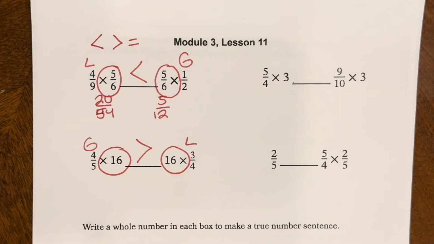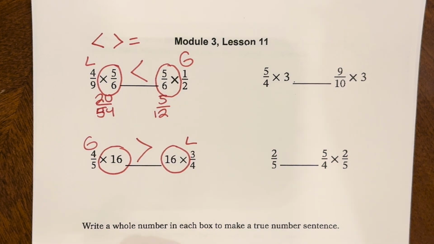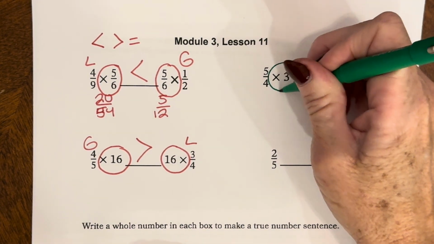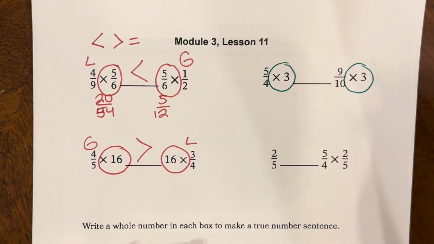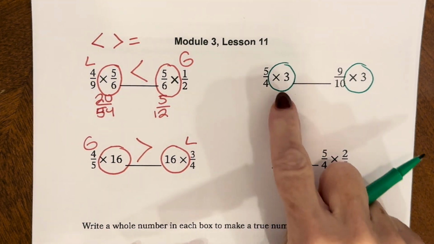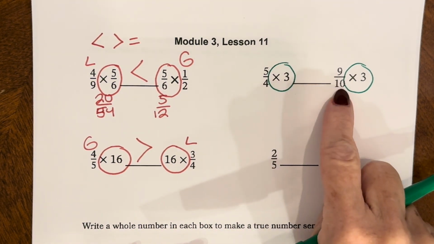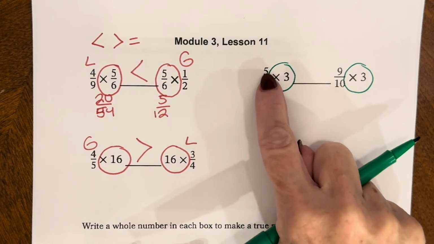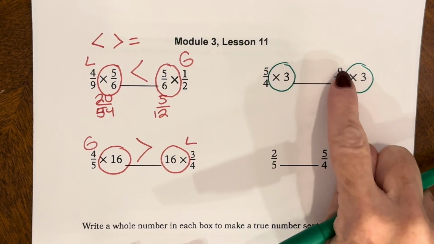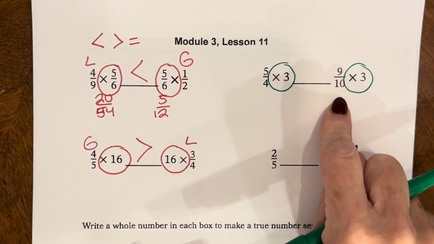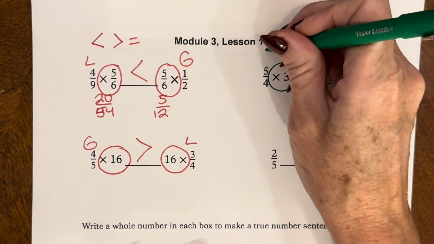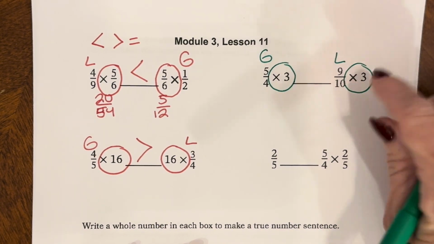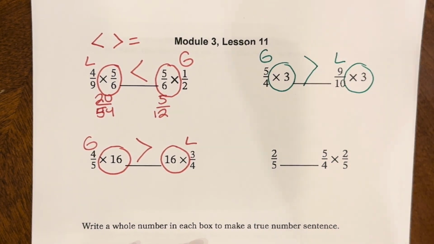Okay, so let's try 2 together. So if we come over here, what do we see? They both have a 3 as a factor. And then this one has a 5/4 and this one has a 9/10. Well, 5/4 is a greater than 1 fraction and 9/10 is a less than 1 fraction. So this one is definitely greater, which will mean that entire expression is greater.